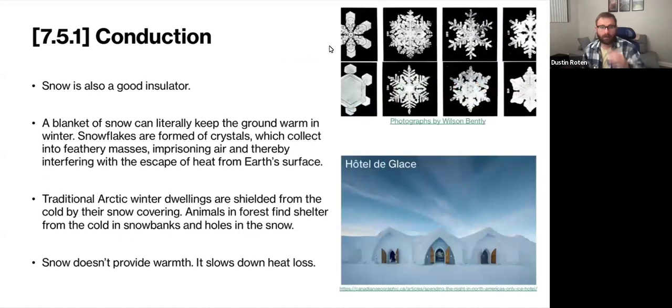Snow is also a good insulator. If you have a blanket of snow, it can literally warm the ground under the snow if you have a nice deep layer of snow. So when snowflakes form, they form little crystals, which by default will hold a lot of air inside. So there's lots of trapped air inside.